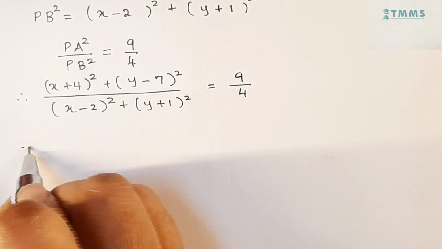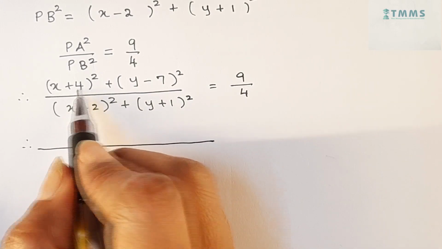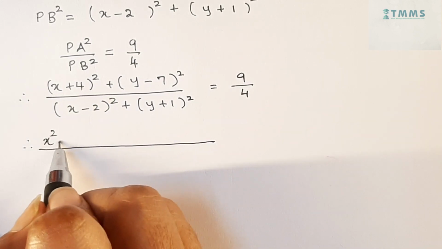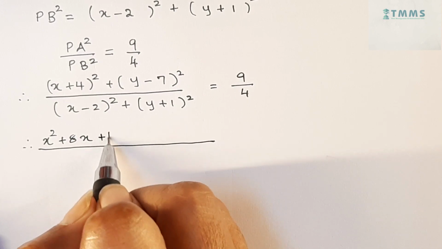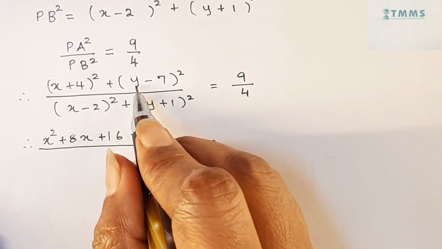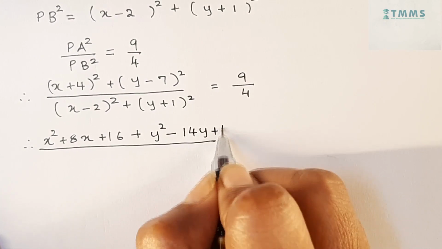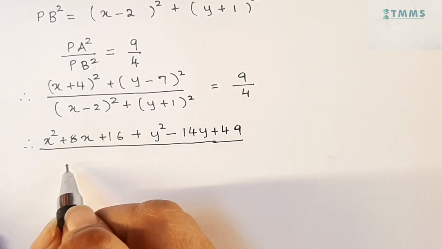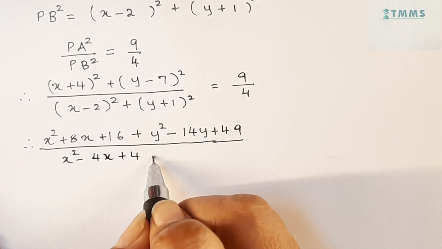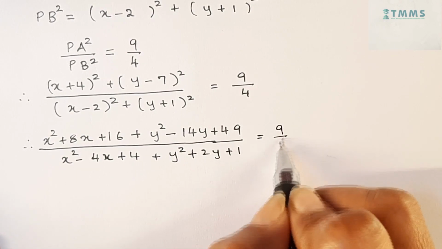Now we'll have to open the brackets here. We are using the identity x plus y whole square, that is x squared plus 2xy plus y squared, so it becomes x squared plus 8x plus 16, and here it becomes like x minus y whole squared, so it becomes x squared minus 2xy plus y squared, so it is y squared minus 14y plus 49, correct? In the denominator, tell me, x squared minus 4x plus 4, and here y squared plus 2y plus 1, and that's equal to 9 upon 4.